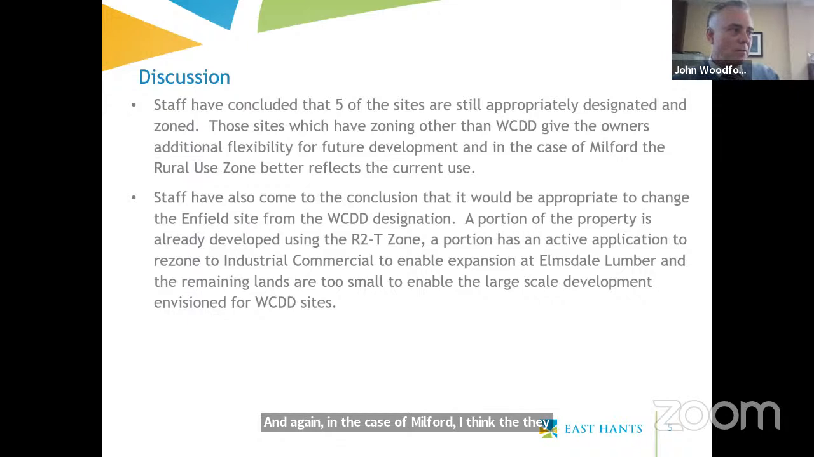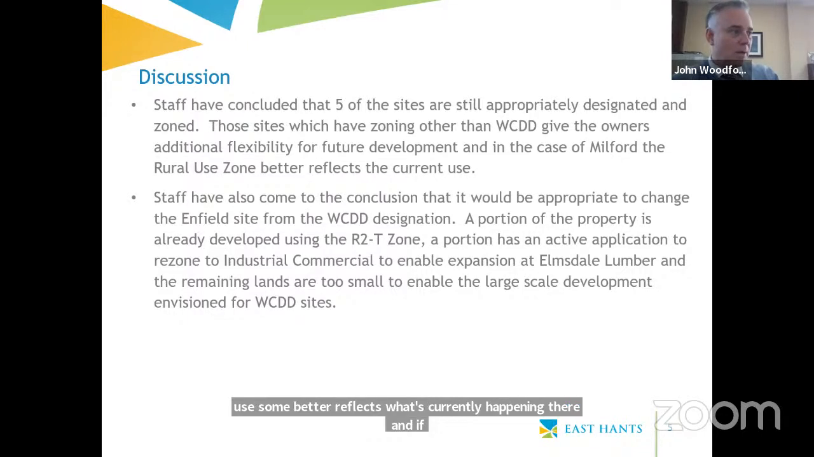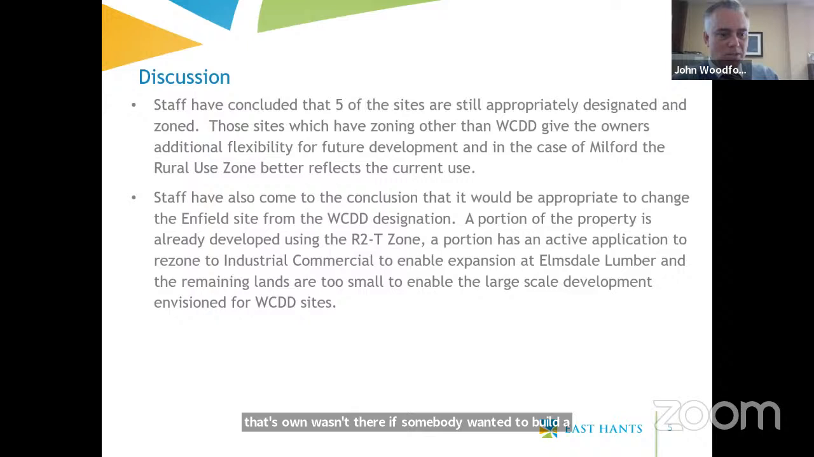And if that zone wasn't there, if somebody wanted to build anything, a barn or a house, they wouldn't be able to if it was zoned CDD. So that rural zoning we think should stay in place.